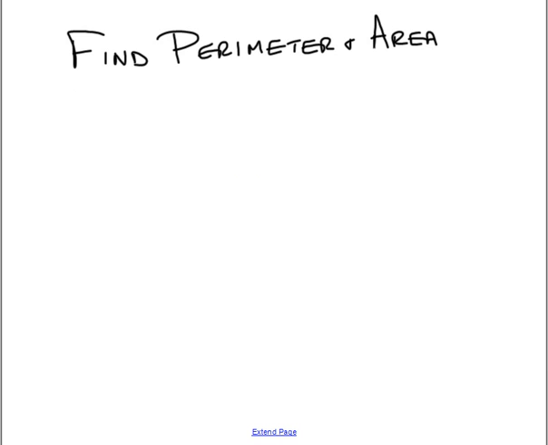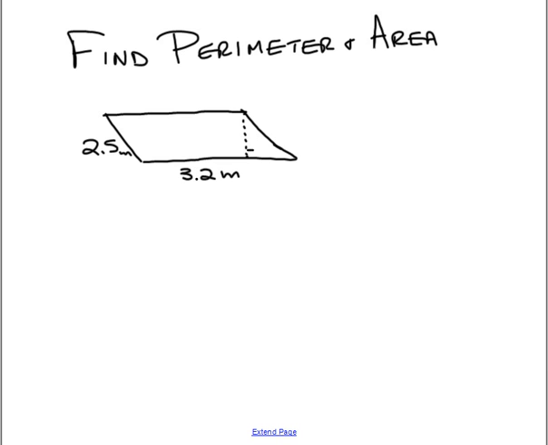Perimeter on the triangle, but it's the same theory. We're just going to have an extra side here. And here's my parallelogram. Okay, looks like that. And this diagonal is 2.5 meters. And the base is 3.2 meters. And the perpendicular height is 1.8 meters. Okay, so those are all the bits of information that you get.